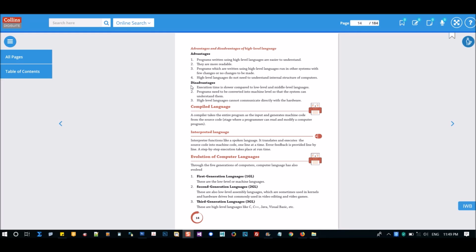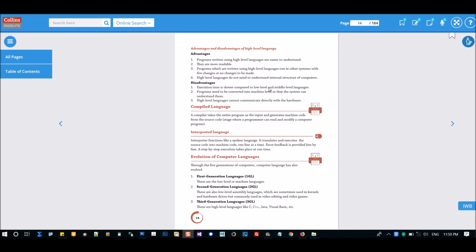And there are disadvantages also of using the high-level language. Execution time is slower compared to low-level and middle-level languages. Programs need to be converted into machine level so that the machine can understand them. High-level cannot communicate directly with the hardware. Since we use different kinds of languages and symbols, it takes lots of time. Execution time is slower compared with the low level.